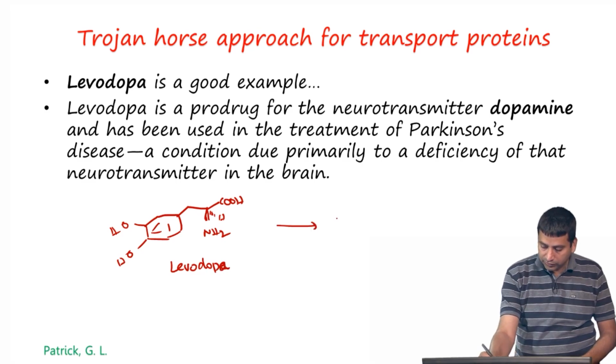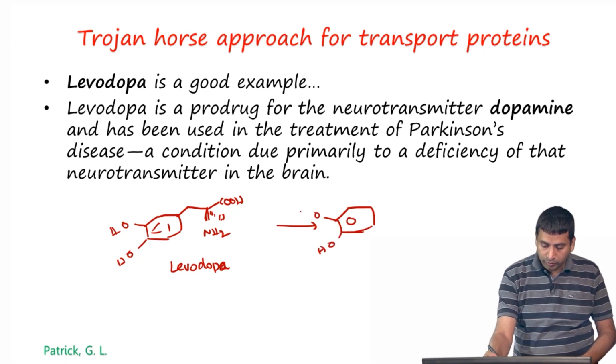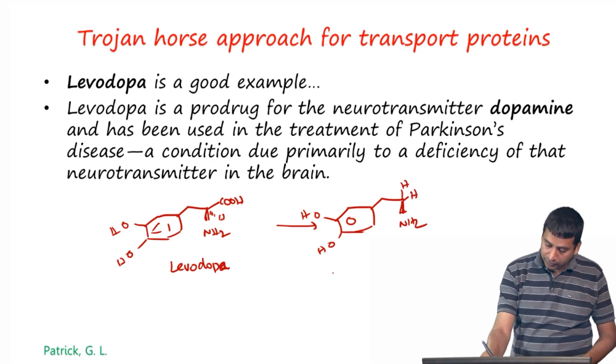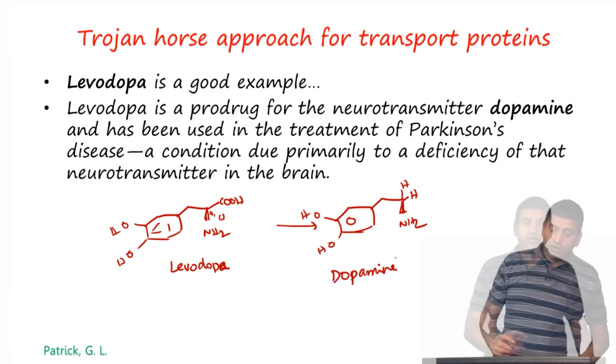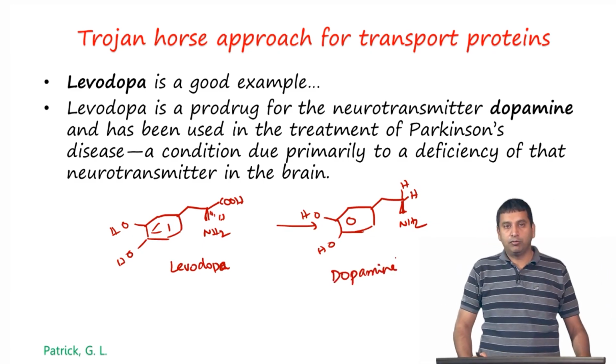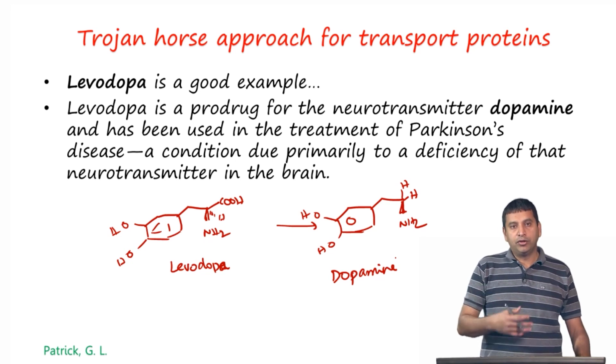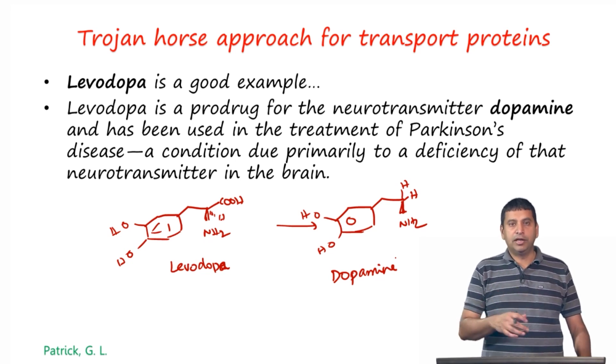And here, this is actually inside the cell, it gets converted to dopamine, which we have already looked at previously. Okay, so this is dopamine, right. This is a drug that is used for the treatment of Parkinson's disease, and one of the symptoms of this disease is a deficiency of the neurotransmitter in the brain. So, the idea would be to deliver this neurotransmitter to the brain, right.